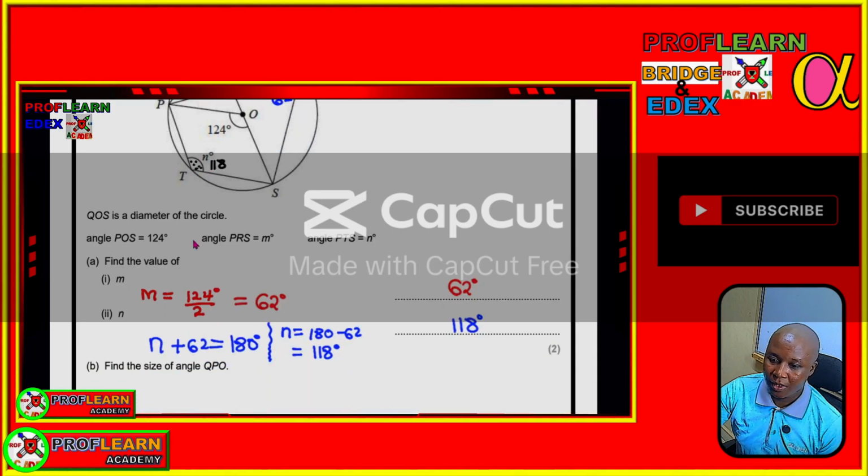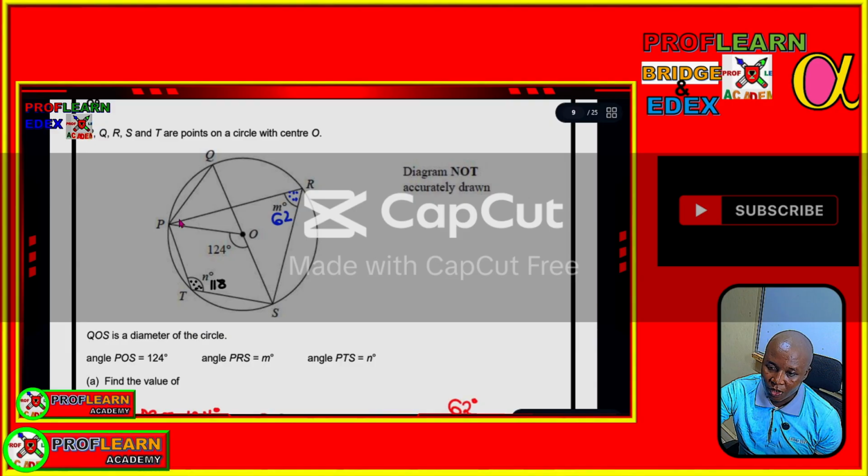All right, something else that we need to remember, we are supposed to find the size of angle QPO. So let's go on the diagram. OPQ is an isosceles triangle, so these two base angles are equal. So this is 180 minus 124. Let's check that. 180 minus 124, this angle is 56 degrees.